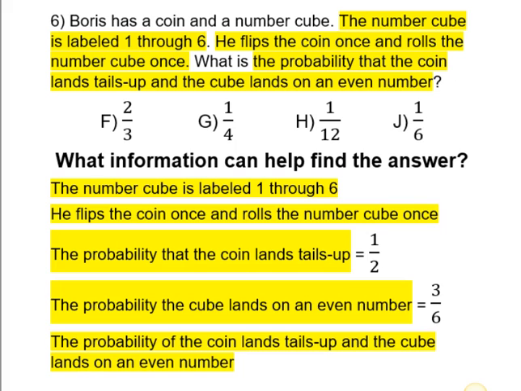For the probability the cube lands on an even number, that's 3/6, because the number cube is labeled 1 through 6, and 2, 4, and 6 are the numbers we are finding the probability of it landing on, so that would be 3/6. And also, lastly, the probability of the coin lands tails up and the cube lands on an even number. In looking at this information, are there any answer choices that we think we can cross out?